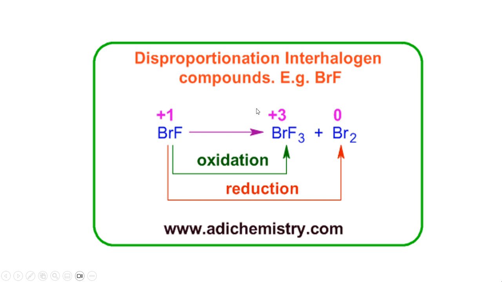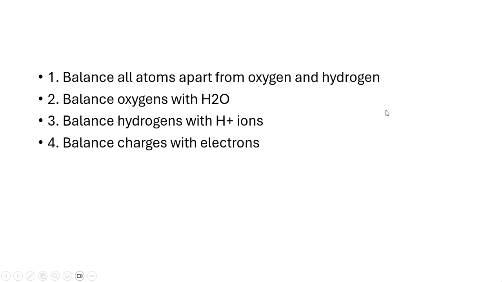Again, it's the same thing here, an oxidative disproportionation reaction. In BrF3, Br went to +3 because F is -1, so 3 Fs would be -3, so Br has to be +3. And Br2 is just 0 because it's an element. So it got oxidized and reduced as well.